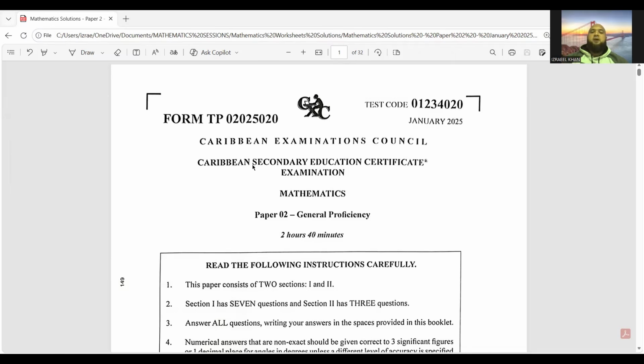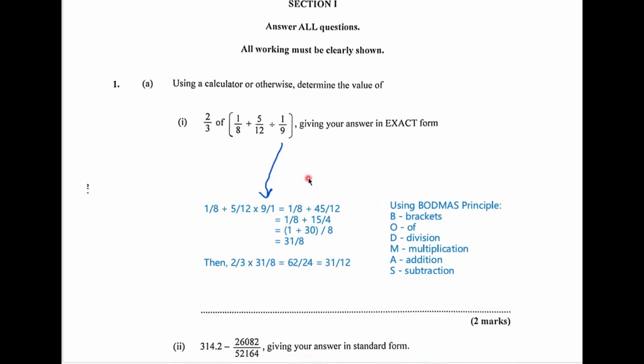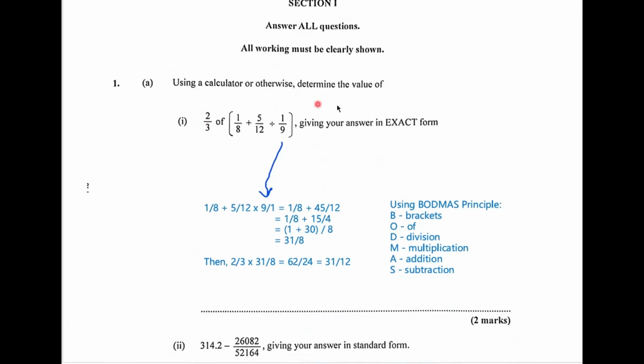January 2025, paper 2. Question 1. So, using our calculator, we want to get this exact value. Now, again, you could use the calculator, plug it in, or we could do the manual approach where we're using BODMAS.